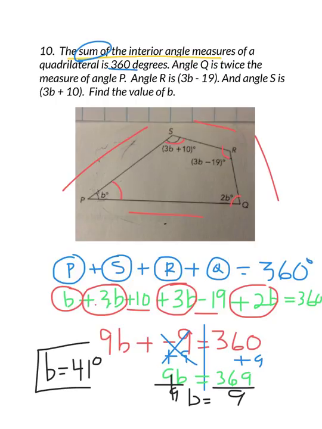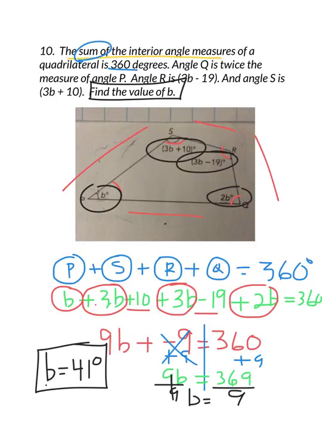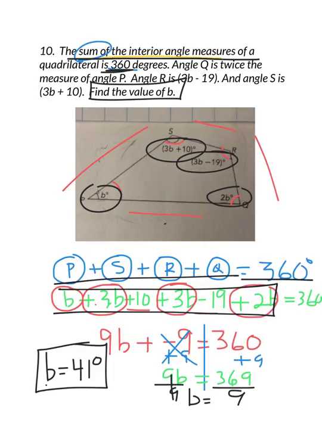So what does this answer mean? That means find the value of b. Look at b. Figured it out. We took all of these angles, measurements right there. You add them all up because they tell us the sum of all those interior angles is 360. PSRQ, put them all together. I just wrote down what the values are worth right there. Combine them all together. Solve my two-step equation. Bam, 41 degrees.